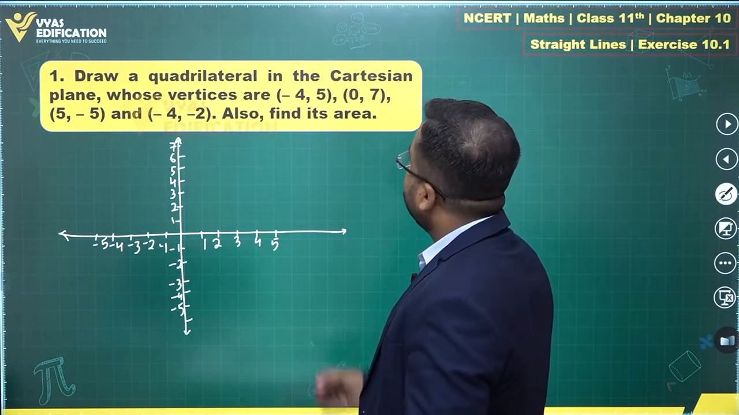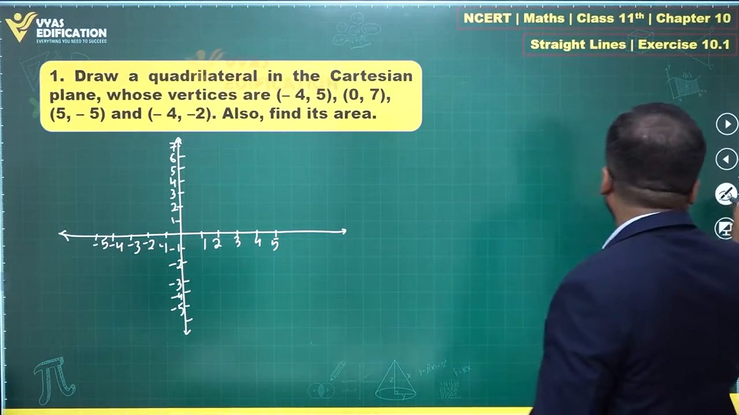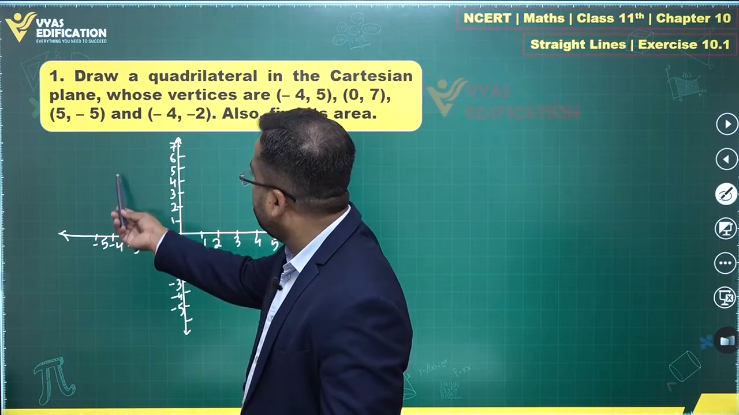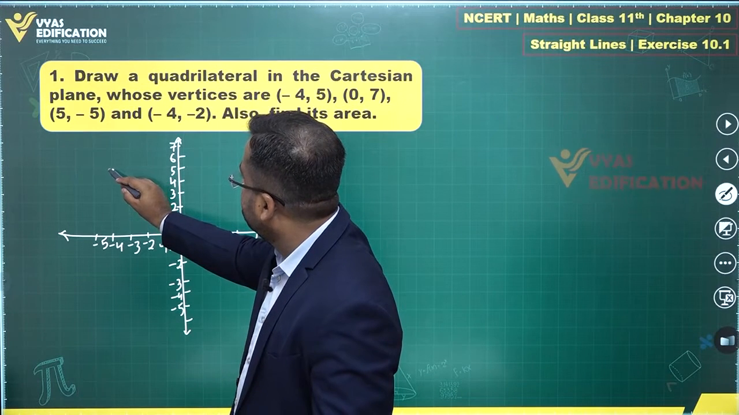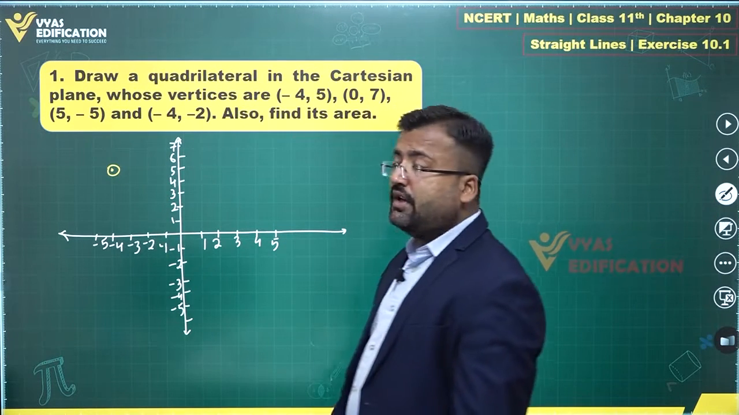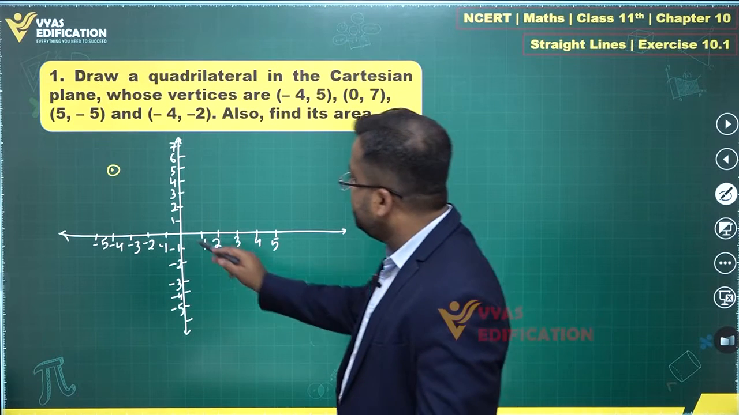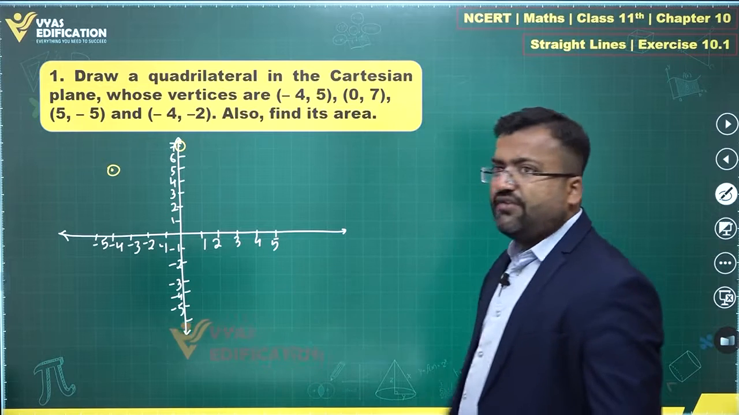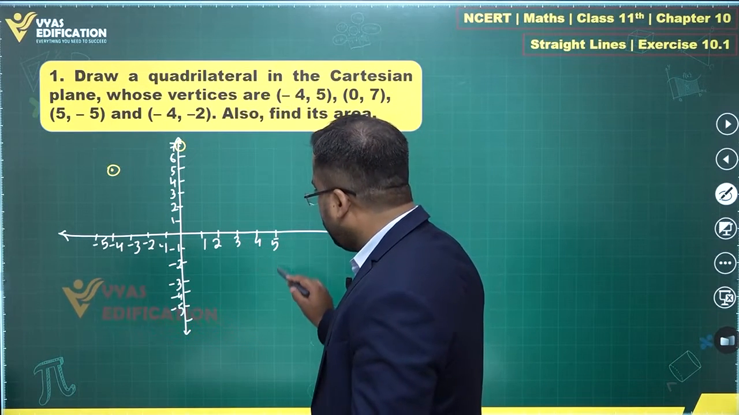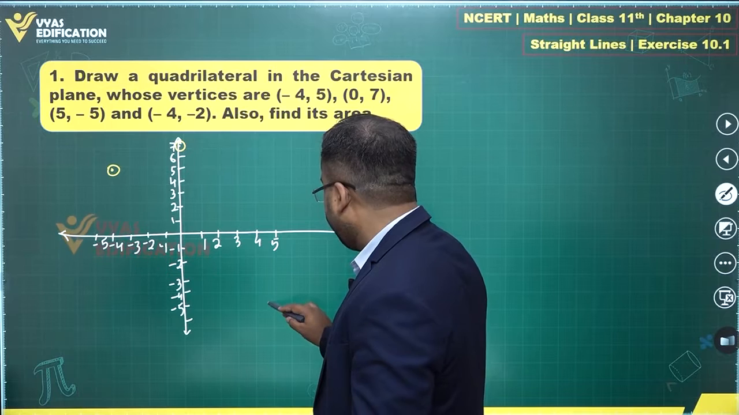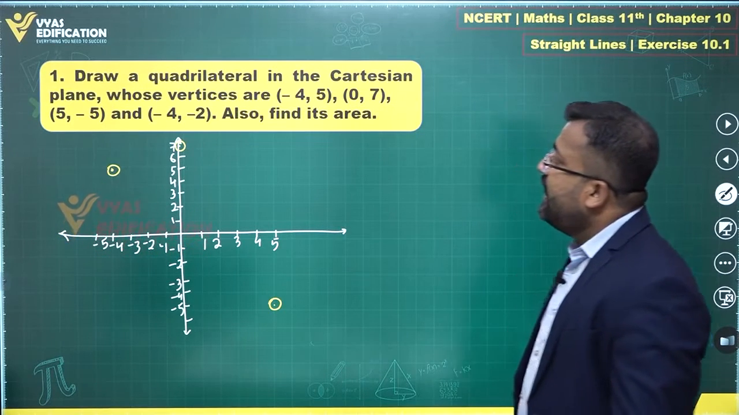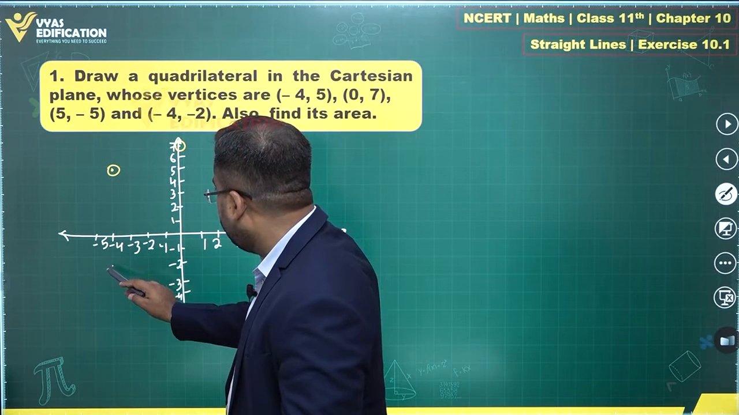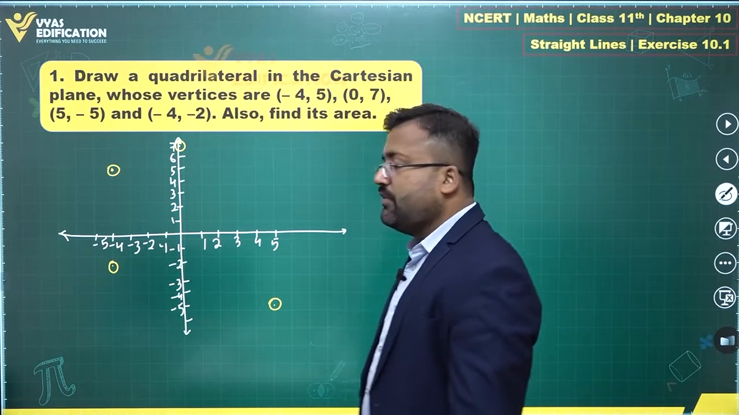What next? Minus 4, 5. Now where will this point lie? Minus 4, 5 will lie at this location. The next point, 0, 7, will be located here. 5, minus 5 will be located here. And minus 4, minus 2 will be located over here.